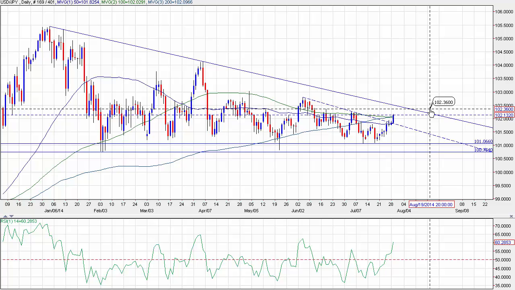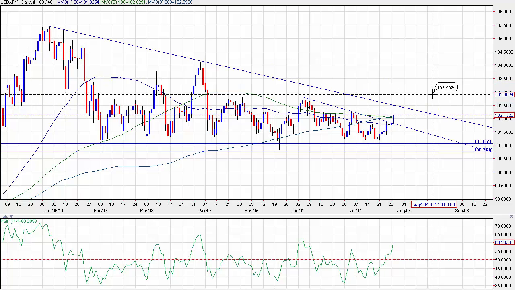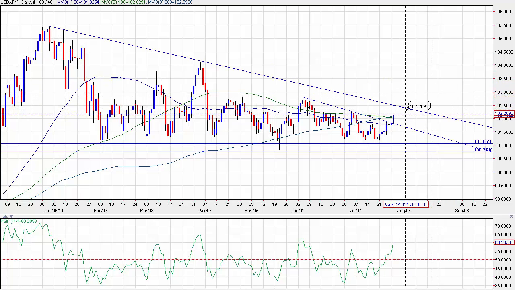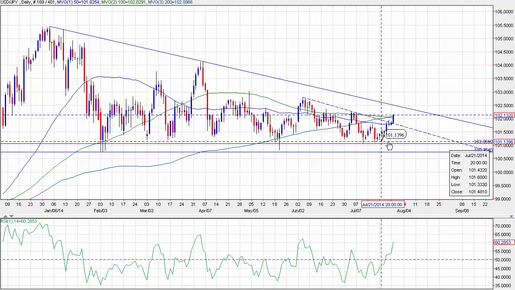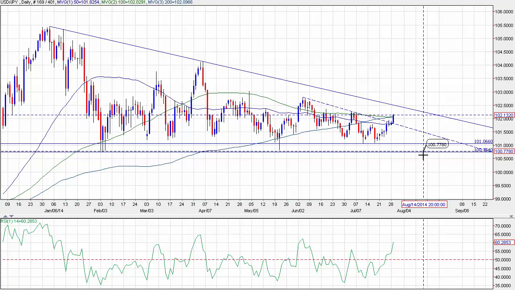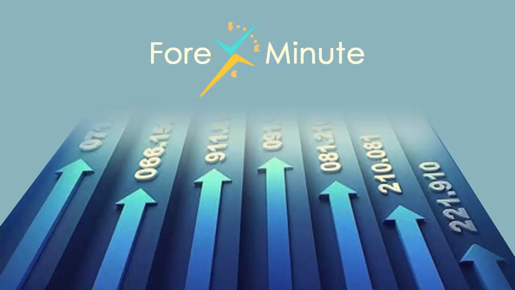If price fails to push above the triangle tomorrow, we will have one more chance on Friday's non-farm payroll report. But if this week of key U.S. fundamentals fails to push the dollar yen above the triangle, then the focus can return toward the 101.10 lows down to the 100.75 2014 lows.